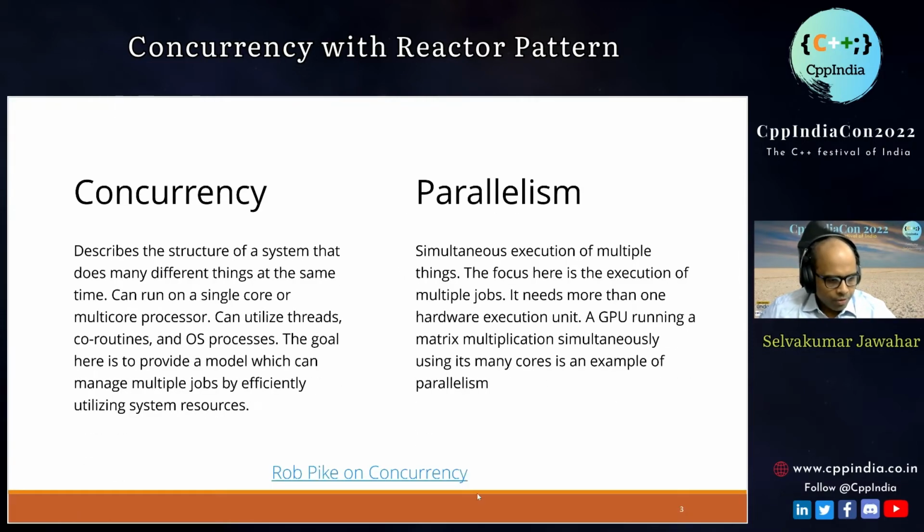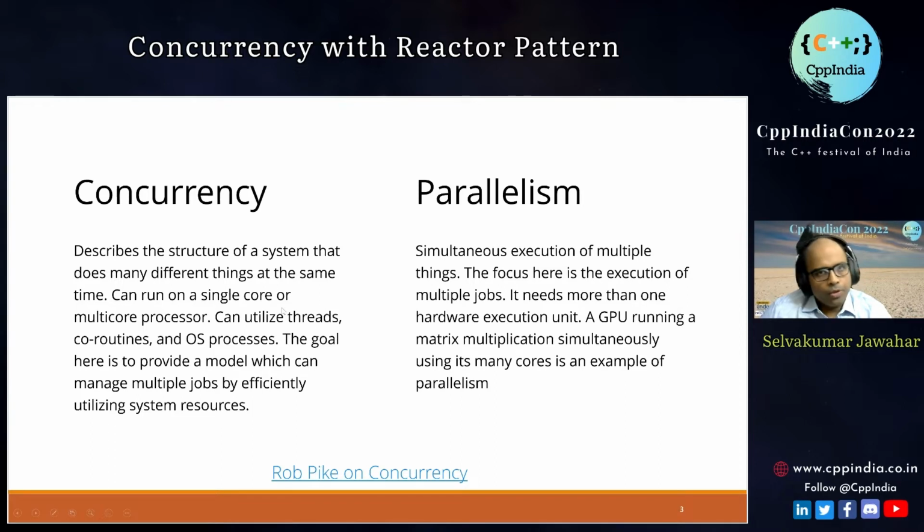Another concept before we go into the Reactor pattern is concurrency and parallelism. Though they are often used interchangeably, and they are both related concepts, they are actually a bit different. Again, there is a very good talk on concurrency by Rob Pike. If you don't know who Rob Pike is, he's the lead designer of Go, and he's contributed a lot of stuff in Unix.